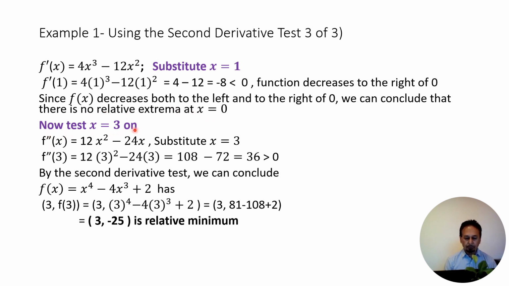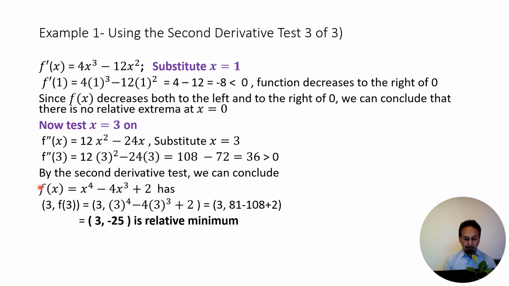Now we test x equals 3 on the second derivative. This is your second critical number. So the second derivative f double prime is 12x squared minus 24x. Now we substitute x equals 3. So it becomes f double prime evaluated at 3 equals 12 times 3 squared minus 24 times 3. Well, 3 squared is 9. 9 times 12 is 108. 24 times 3 is 72. 108 minus 72 is 36, greater than 0.